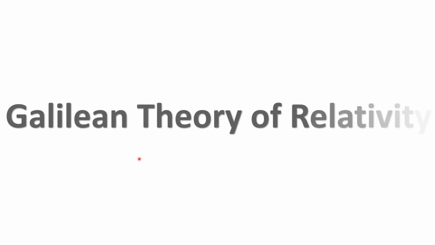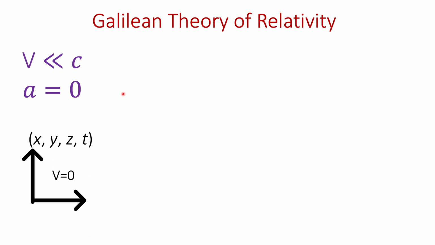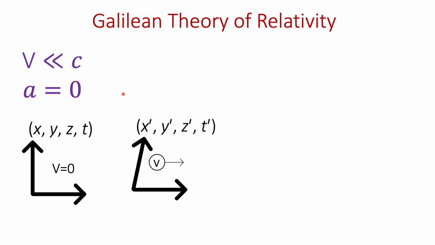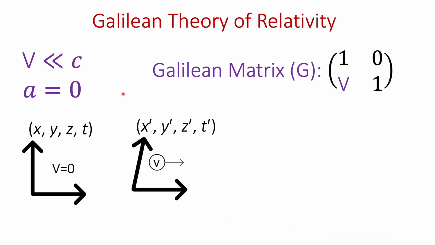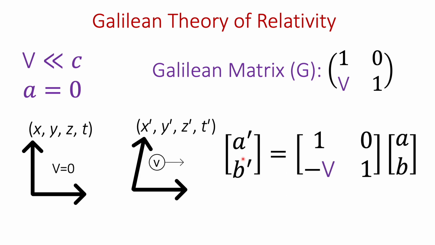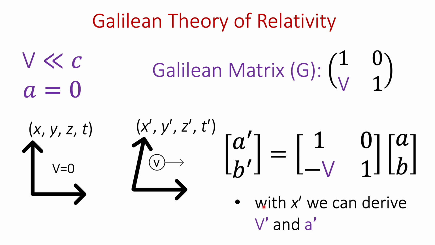First, I'm going to talk about the Galilean theory of relativity. The Galilean theory of relativity is applicable when we have the speed of an object much less than the speed of light and there is no acceleration. So we have a rest frame and a moving frame, and we can change from the moving frame to the rest frame by using the inverse Galilean matrix like this. This is a vector in the moving frame of reference and this is a vector in the rest frame. Once we have this position vector, we can also calculate the velocity vectors and the acceleration vectors.